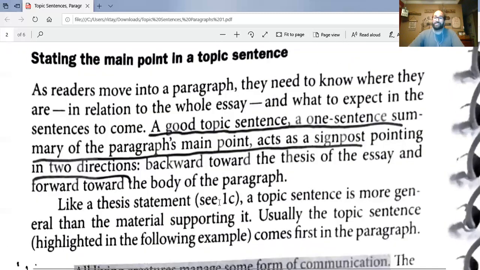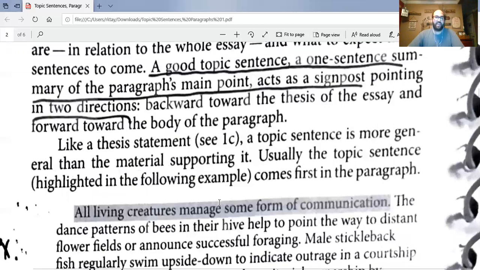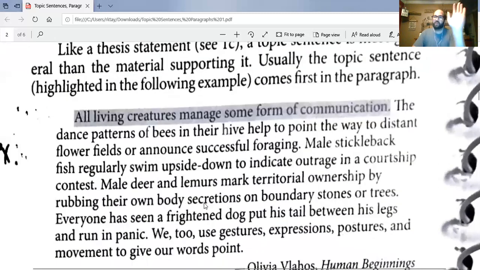As it reads here, underlined, so you're getting all my notes, a good topic sentence, a one-sentence summary of the paragraph's main point, acts as a signpost pointing in two directions: backward toward the thesis of the essay and forward toward the body of the paragraph. So it's like taking your essay in two directions. It references back to your thesis statement, whatever that may be, but it's also developing that thesis statement.